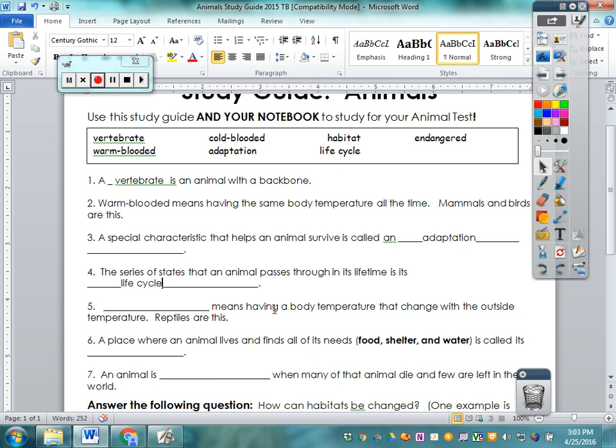All right, this means having a body temperature that changes with the outside temperature. Reptiles are this. So if you're not warm-blooded, you are cold-blooded.